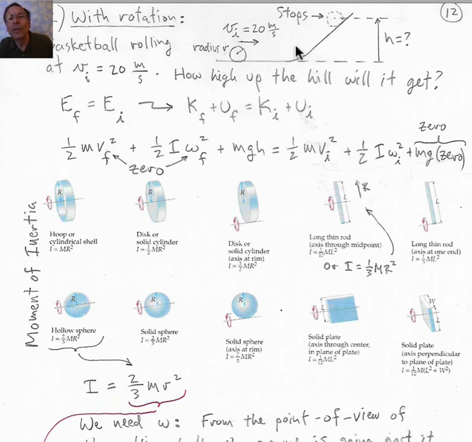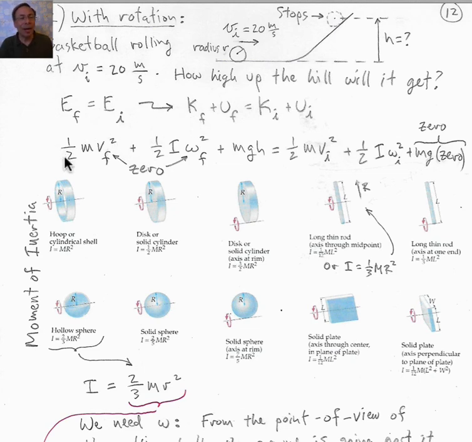And it's going to go up the hill, it's going to stop, and once again the question is, how high will it get? And so we start out the same way. E initial equals E final. We split it up into kinetic and potential energy parts, and then get into the formulas.